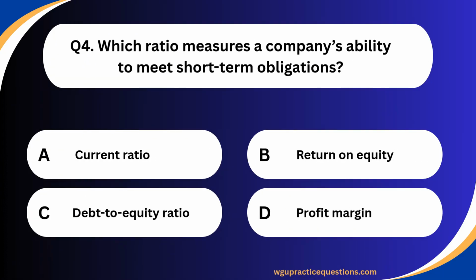Question 4. Which ratio measures a company's ability to meet short-term obligations? A. Current ratio. B. Return on equity. C. Debt-to-equity ratio. D. Profit margin. Which one is the correct answer?